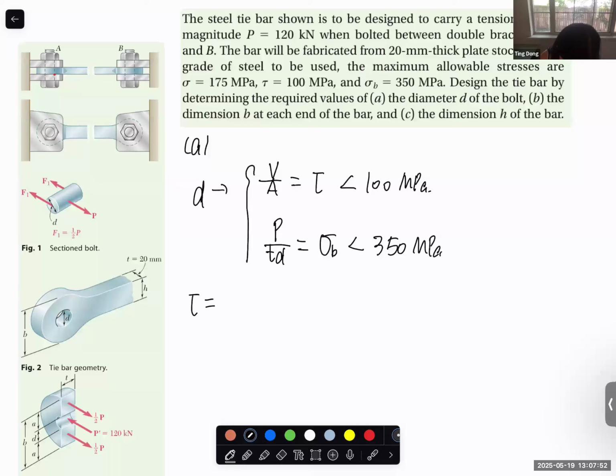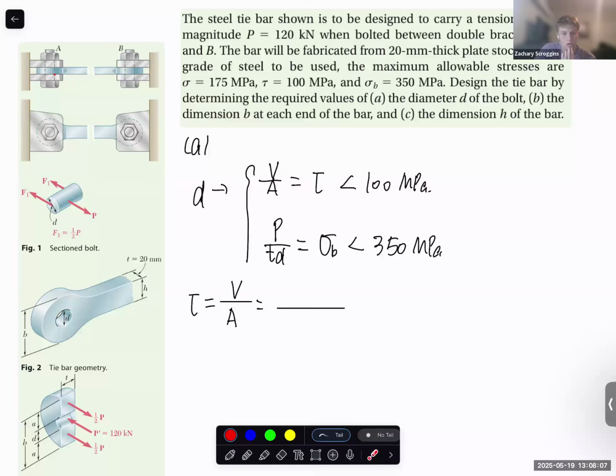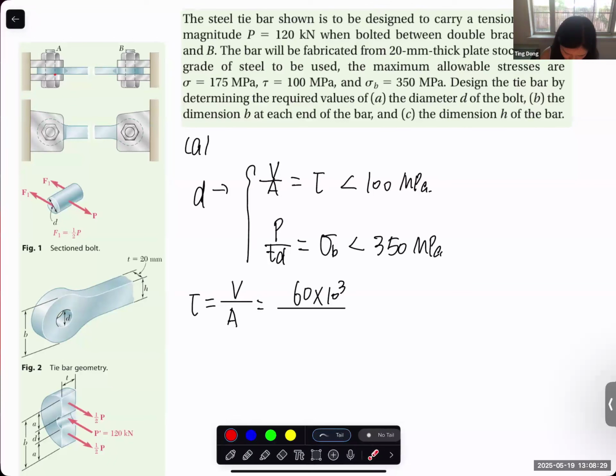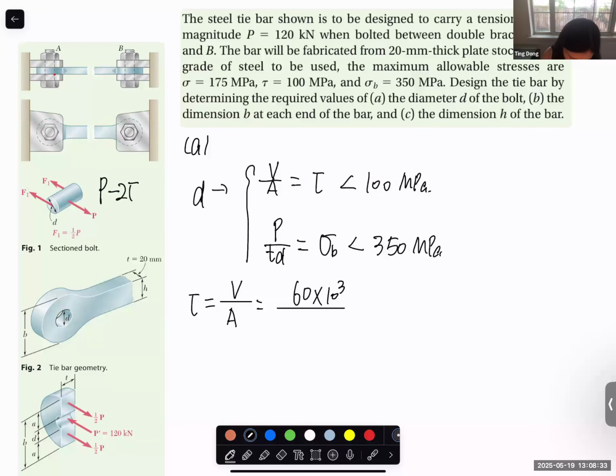So tau equal to V over A. What is the V we should use here? 60 kilonewtons. Yes, thank you. Again, let's consider this is a free body diagram of the fastener, of the bolt. You have P equal to 120. You have shear force on this cross section and on the opposite side. So the free body diagram becomes P minus 2F1 equal to 0. And this F1 is the same as the internal shear force of the fastener itself. These two are the same thing.